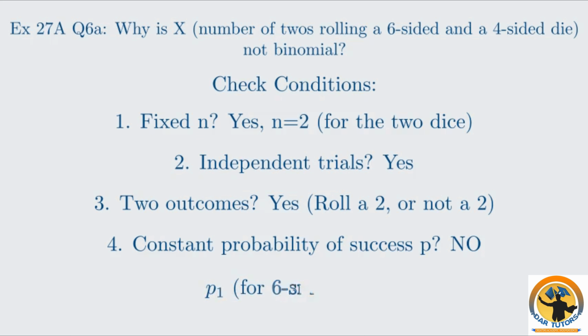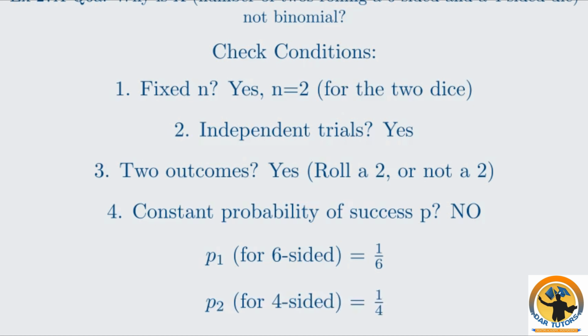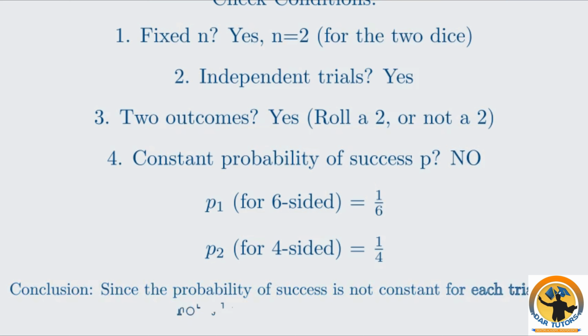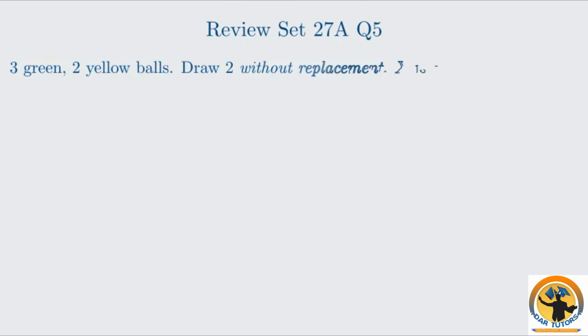The probability of rolling a 2 on the 6-sided die is 1/6. The probability of rolling a 2 on the 4-sided die is 1/4. Since these probabilities are different for each trial, the process is not binomial. Because the probability of success is not constant across all trials, the random variable X is not a binomial random variable. Let's also look at review set 27A, question 5.